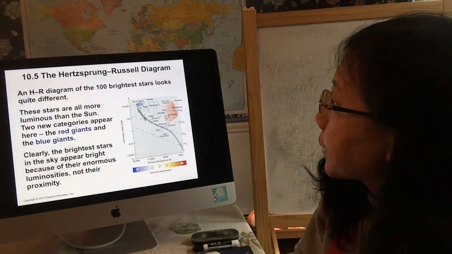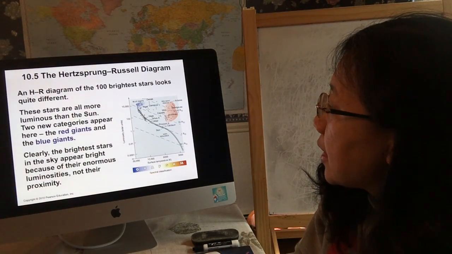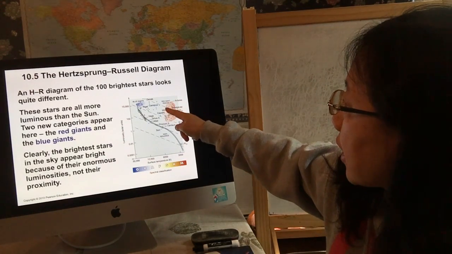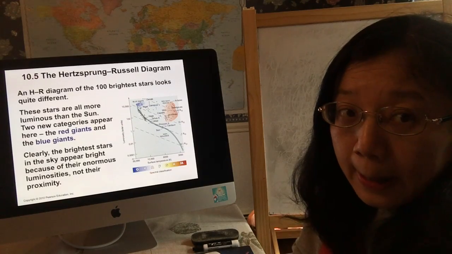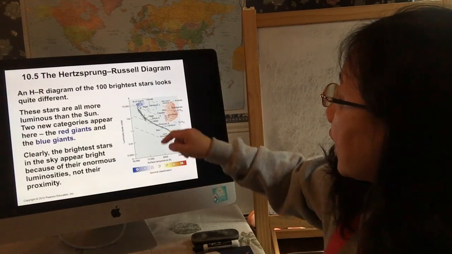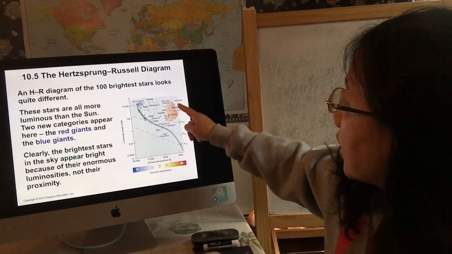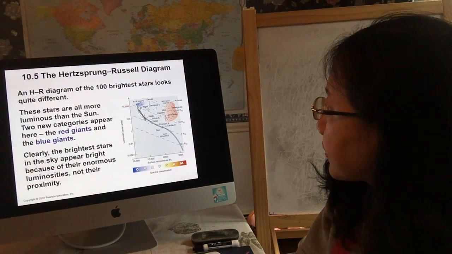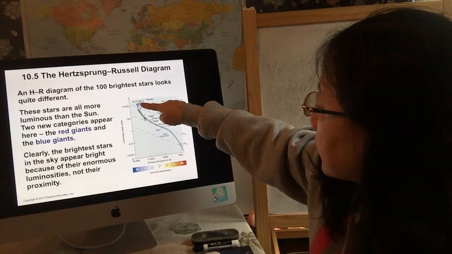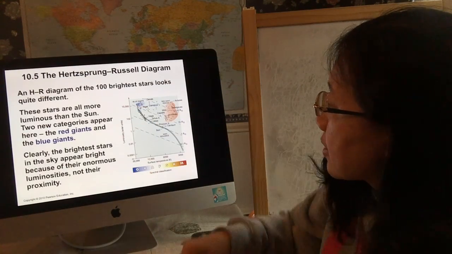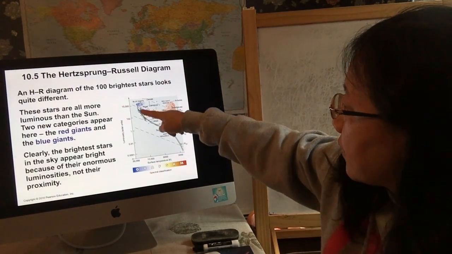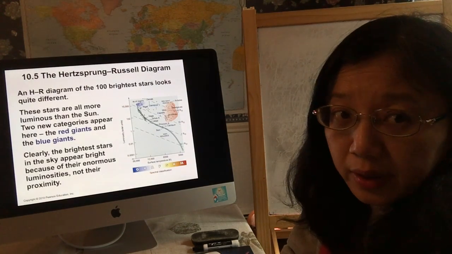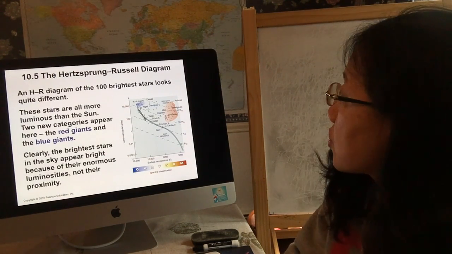As we plot more, you can see there are some stars located here on the HR diagram. They are named the red giant region. The red giants have low temperature and high luminosity. And here we have blue giants. Blue giants have very high temperature and very high luminosity. Most of these stars are pretty young stars.